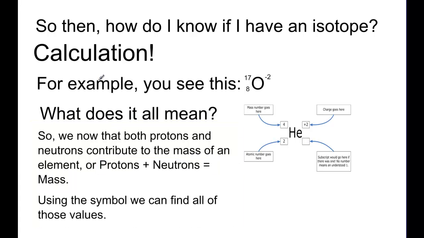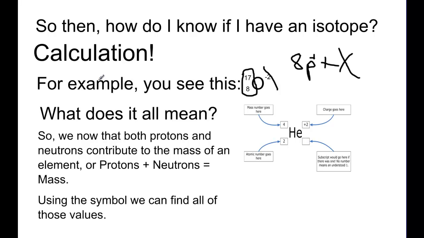So using this symbol, we can find all of these values. If I were to use this example here, we're going to use this information. Charge is irrelevant when I'm looking at isotopes because the charge is for the other subatomic particle that we're not talking about here, which would be electrons. All right, so let's pull out some information. We know we have 8 protons. So I'll put the symbol here for protons, P+.